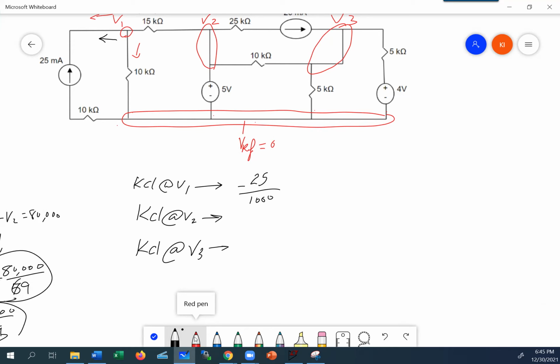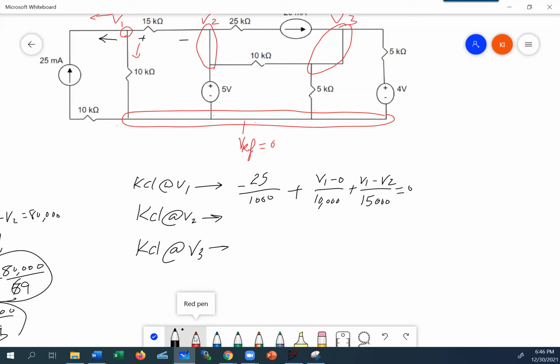That's an amp. And then I'm going to say, okay, there's a current going down the 10K I have to worry about. That is going to be V1 minus 0. If you want to write it, that's great. Divided by 10,000 because that's the ohm. And then V1 minus V2, the voltage here, divided by 15,000. So that's the equation for node V1.